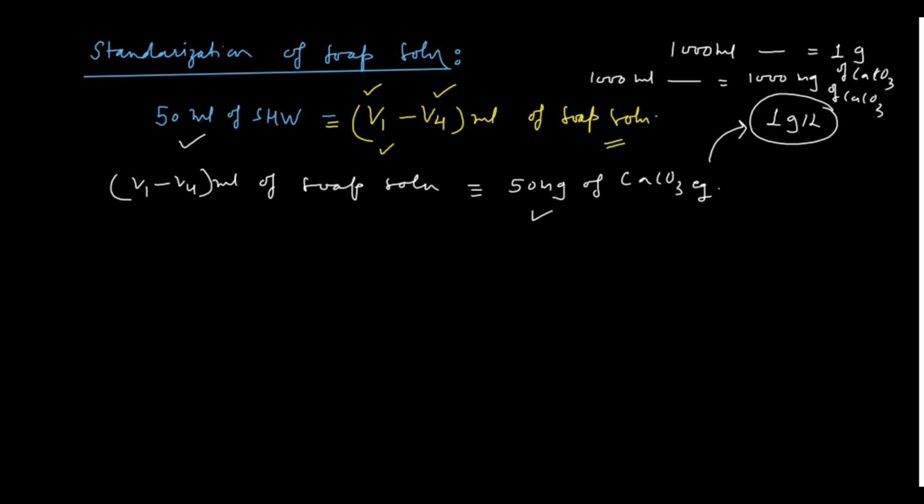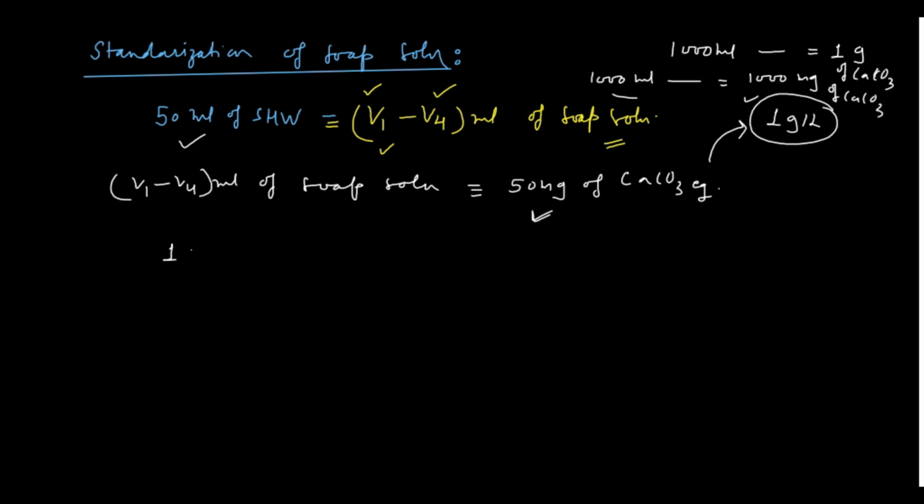So definitely your V1 minus V4, which is used by this 50 ml of the standard hard water, is equivalent to the 50 milligram, because 1000 ml contains 1000 milligram, so 1 ml will contain 1 milligram, so 50 ml will contain 50 milligram. This you need to understand. This is very important. And now we always do the calculation in the same way as you have learnt in your junior classes. We'll use the unitary method.